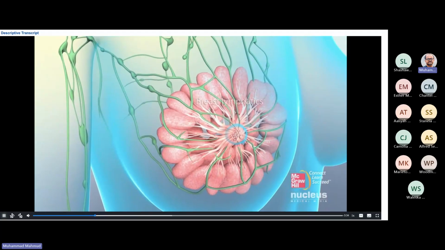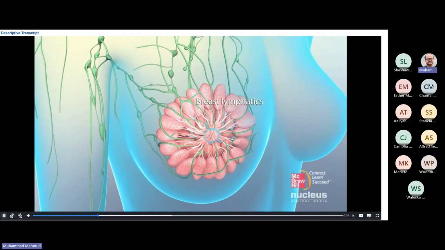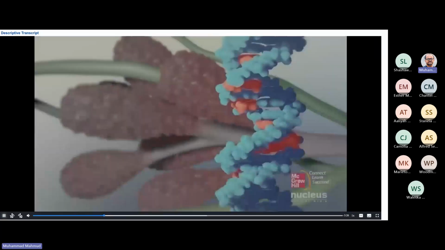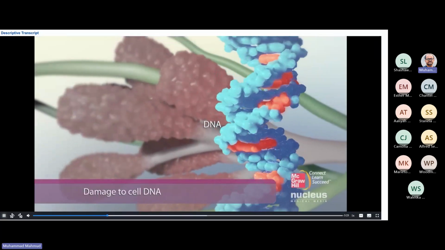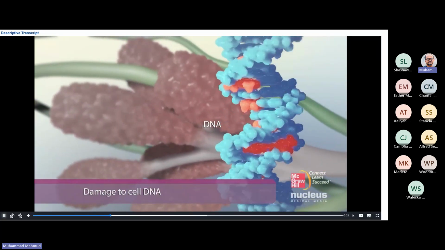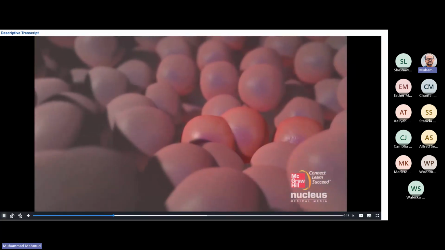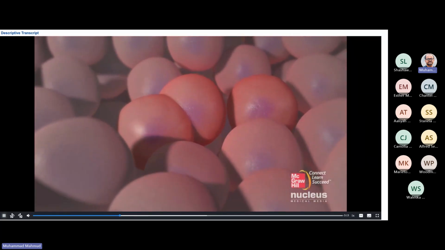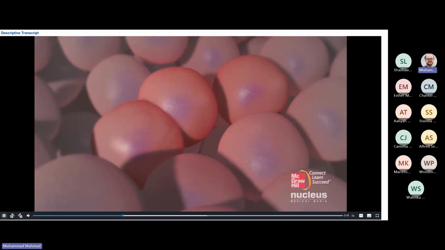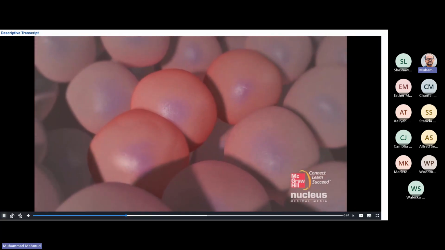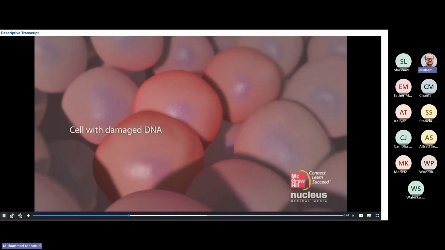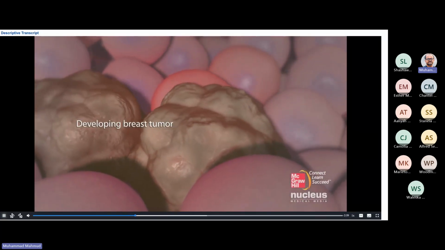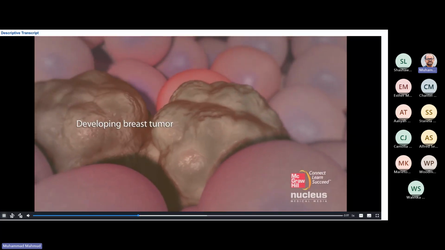Lymph nodes and vessels surround the breast radially and drain to axillary lymphatics. Like all cancers, breast cancer begins with cell DNA damage. Most breast cancers form in duct epithelial cells. The more these cells grow, the greater chance for DNA damage to occur. A cell with damaged DNA exhibits uncontrolled growth. This mass of cells is a developing breast cancer tumor.